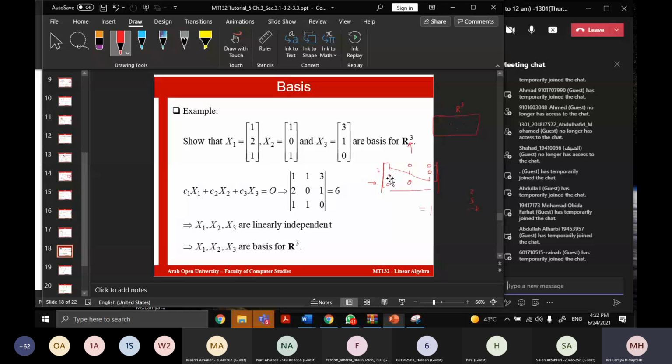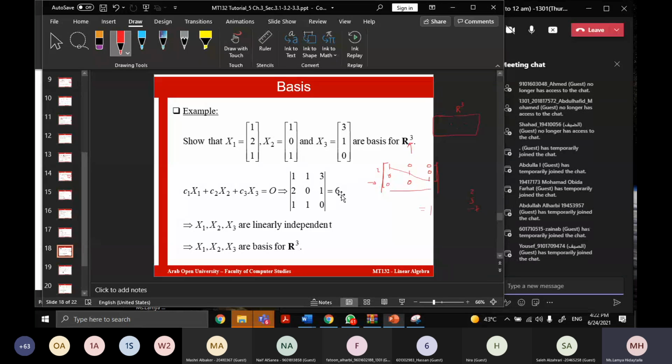Then to test whether they are dependent or independent, same thing: these 3, dependent or independent? I found the determinant, and it was 6. They are linearly independent, so yes, they are bases. Any vector here, even 2 5 minus 7, you can find it in terms of these.